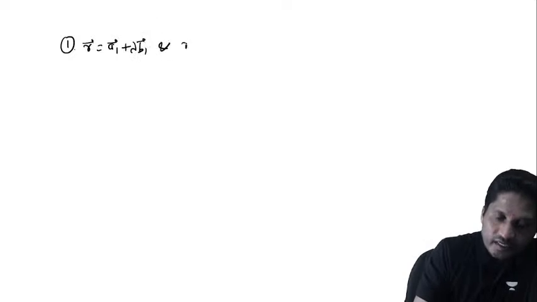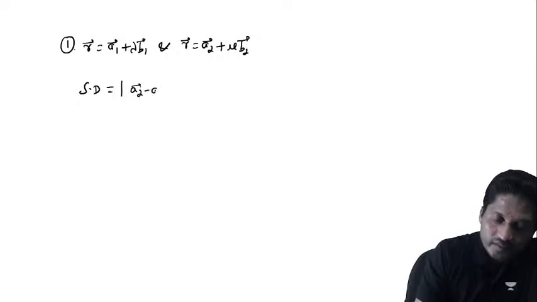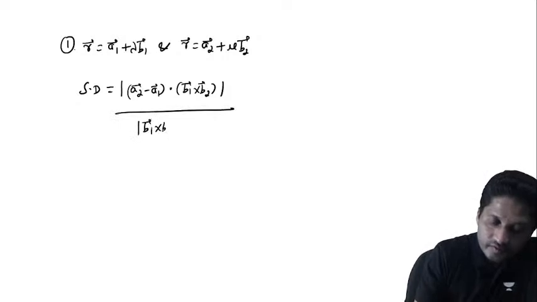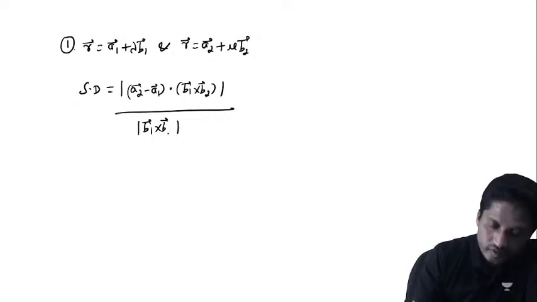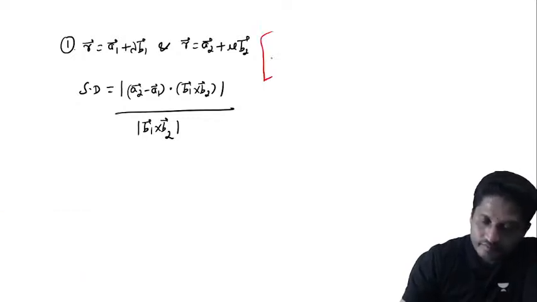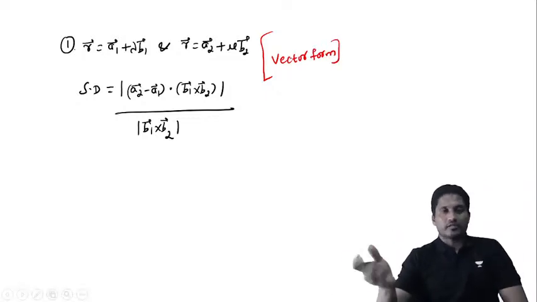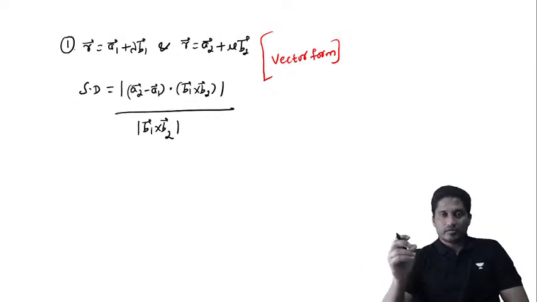If you have two lines, vector r is equal to a1 plus lambda times b1 and vector r is equal to a2 plus mu times b2, then the shortest distance is equal to modulus of a2 minus a1 dot b1 cross b2, divided by modulus of b1 cross b2. This is the shortest distance between two skew lines, in vector form. Anyways, we should know the option. We want option only. So you use vector form or Cartesian form, anything. This is the shortest distance between the two lines.